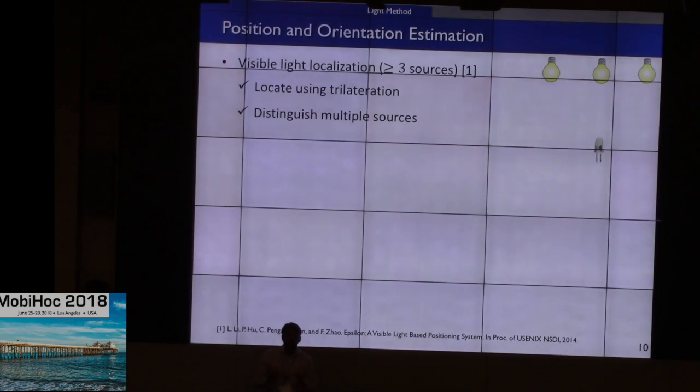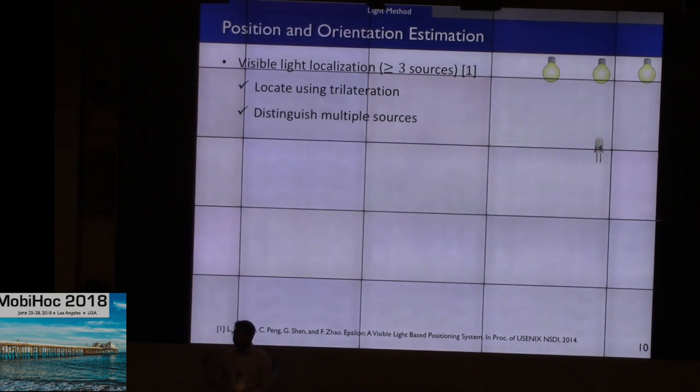Now, if you look at some of the existing work in this domain, prior work has shown visible light localization with at least 3 or more light anchors, and they basically use trilateration or multilateration techniques to achieve that. And they also show how we can distinguish between multiple light sensors and independently measure the light intensity. In fact, we will be borrowing this part of the system design from the prior work.